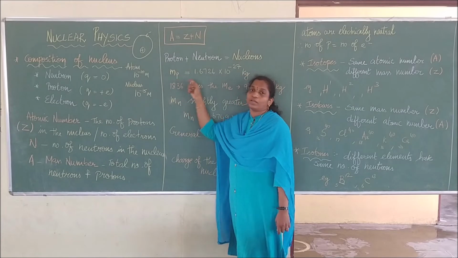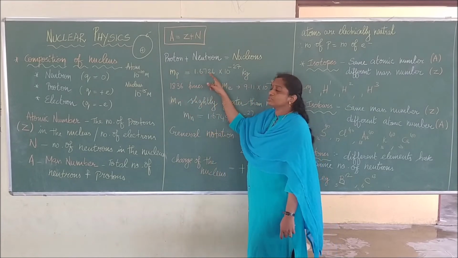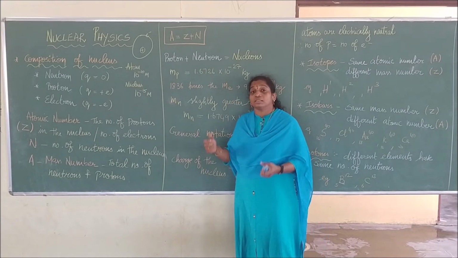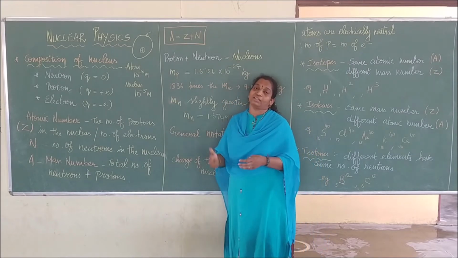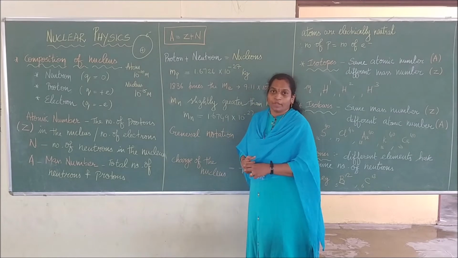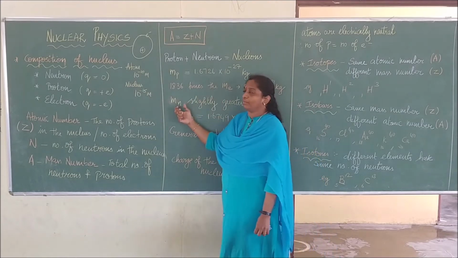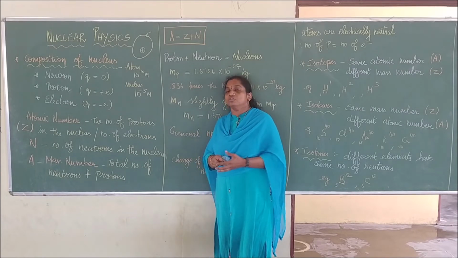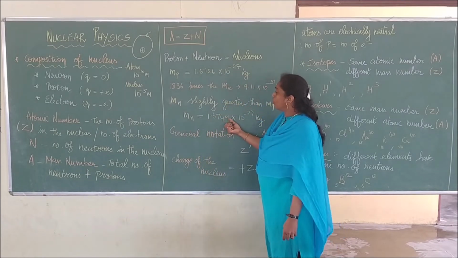So the mass of a proton is given by what value? 1.672 × 10^-27 kg, which is 1836 times greater than the mass of an electron. Then the mass of a neutron is slightly greater than the mass of a proton, so only the value of the third or fourth digit will vary.